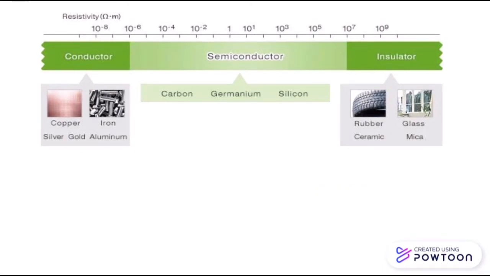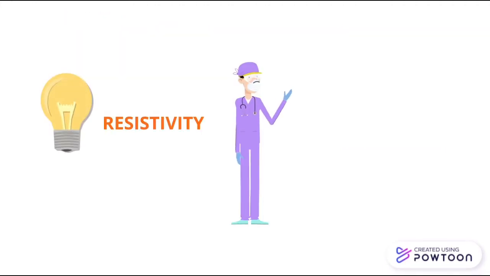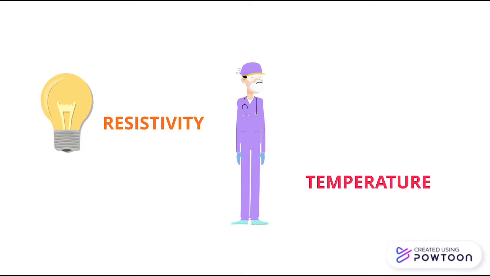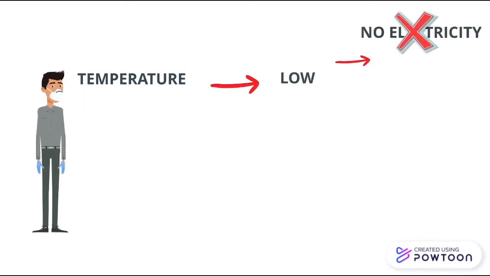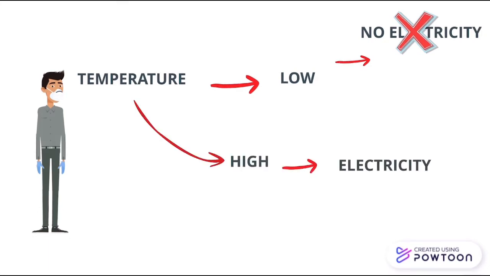Semiconductors comprising a single element are called elemental semiconductors, including the famous semiconductor, silicon. Semiconductors have properties somewhere between these two. Their resistivity might change according to the temperature. At low temperature, almost no electricity passes through them, but when the temperature rises, electricity passes through them so easily.